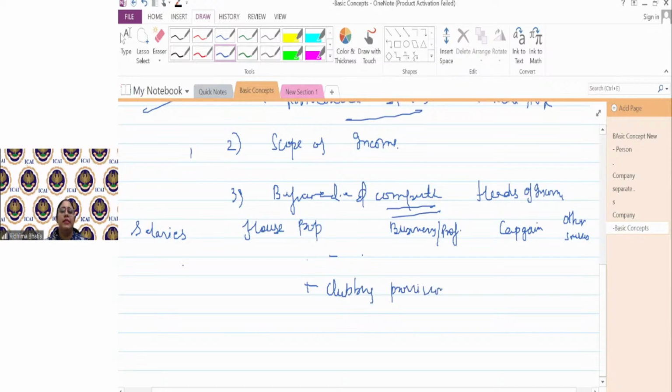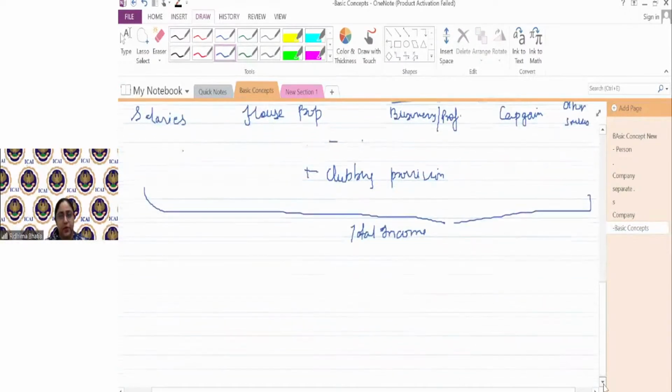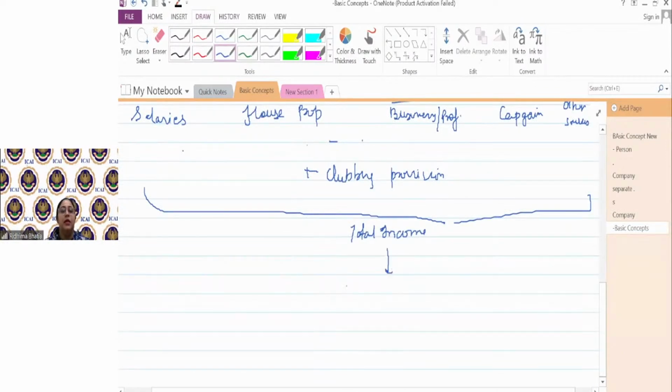Plus any losses which are set off from the previous year, all of this together would form my total income. Now, on this total income, there are certain deductions which are allowed. Deductions as in certain tax saving methods which are eligibly allowed, which reduce your income.